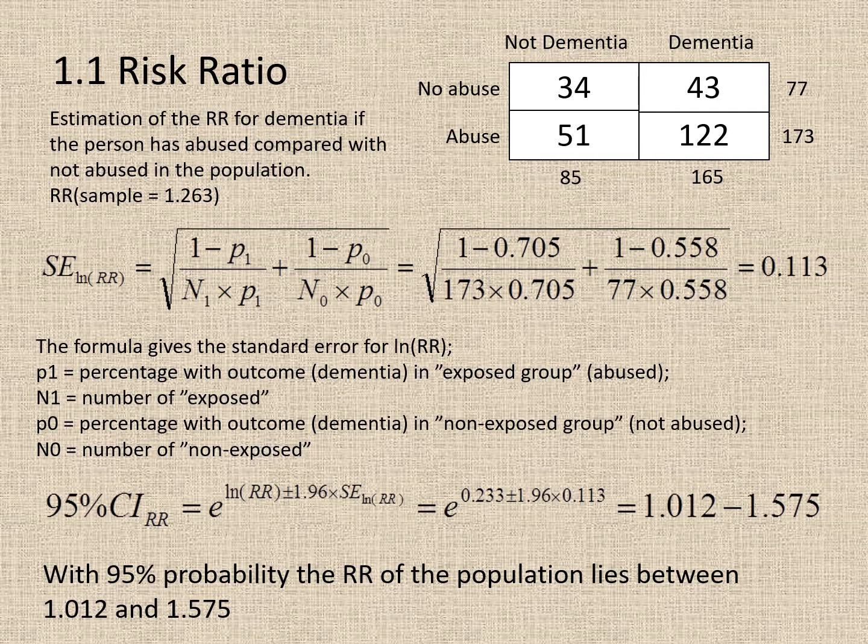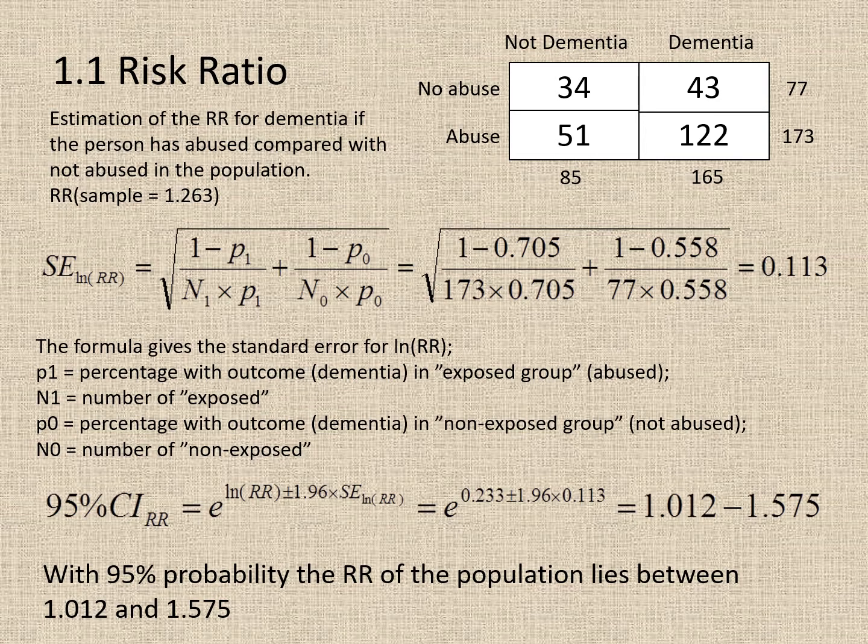You take your parameter estimate. What do you do with it? Divide it by the standard error. So in this case, we would take the natural logarithm of 1.263 and divide it by 0.113. Then we would get how many standard errors the natural logarithm of our risk ratio calculated in the sample differs from 0.